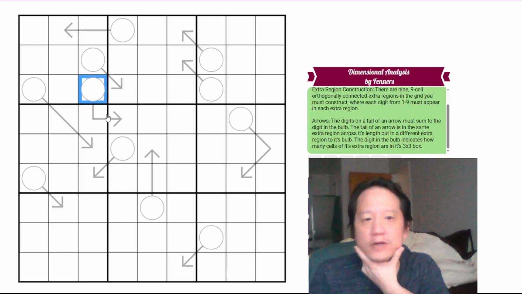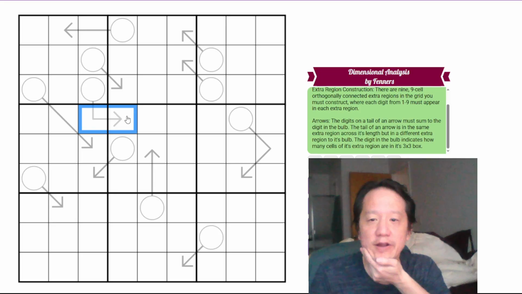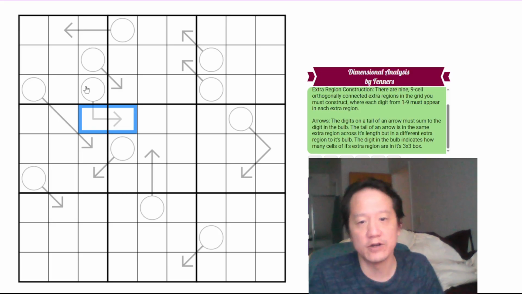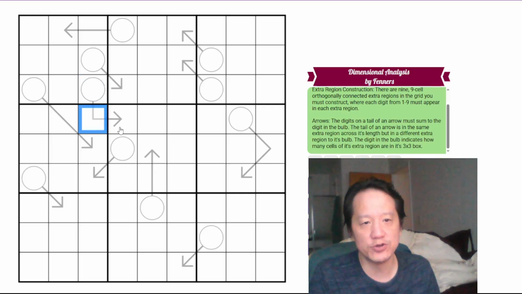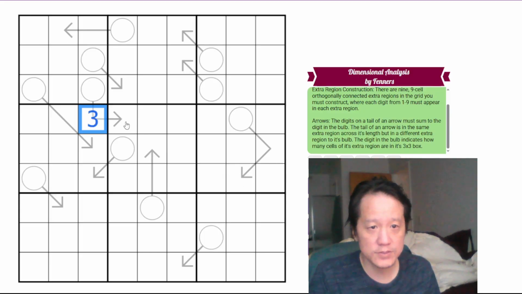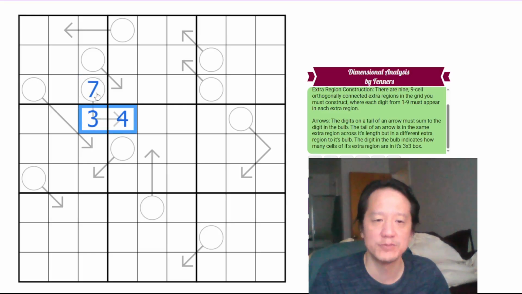Let's break it down. The digits on a tail of an arrow must sum to the digit in the bulb. So this is a typical arrow rule set. For example, you could have something like 3 and 4, and this is 7, because the digits along the arrow must sum to the digit in the bulb.